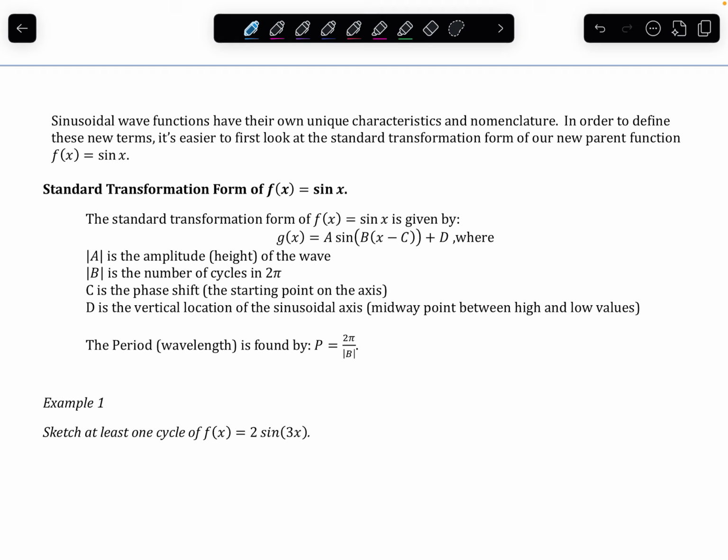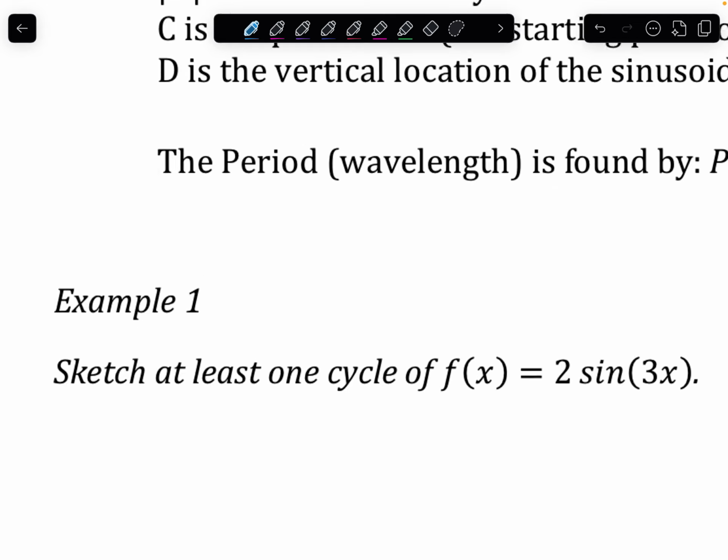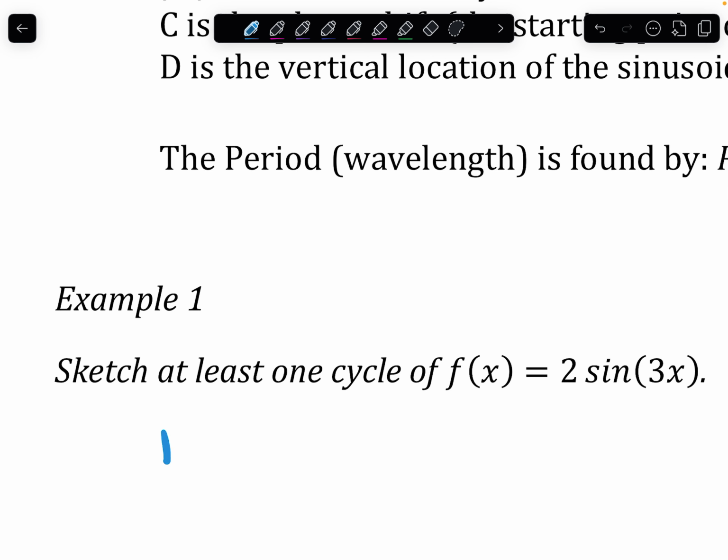So you can find all this information in any order. It's kind of up to you. I have a certain order I like to go in. So first thing I'm going to calculate, I like to start with the period. So the formula for the period is P equals 2 pi, because that's the period of the parent function, over the absolute value of B. So if we look at our formula here, there is no C, there is no D, B is 3. So our period is going to be 2 pi over the absolute value of 3, which is just 2 pi thirds. So that's how long it's going to be before we make one cycle.